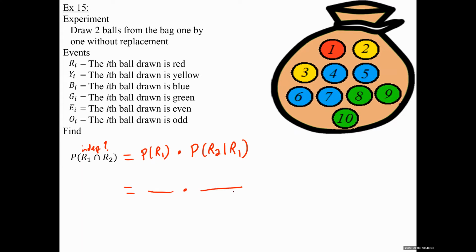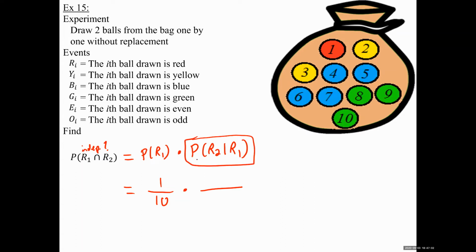Okay, tell me this. What's the probability on your first draw you get a red? 1 in 10. Cool. All right. Now, this is a conditional probability. Conditional probability, the sample space is going to change.